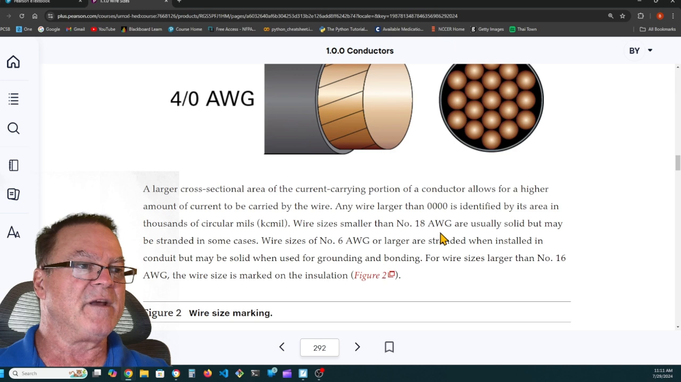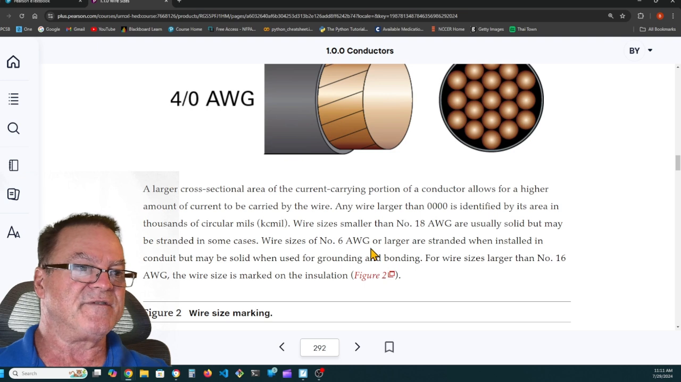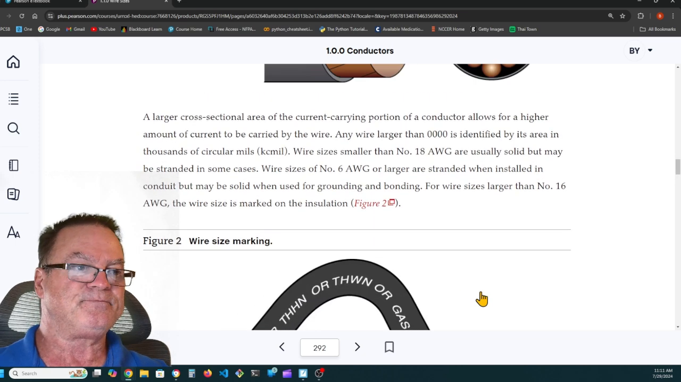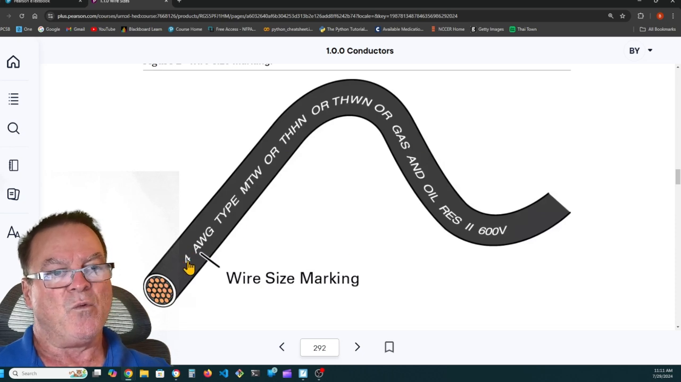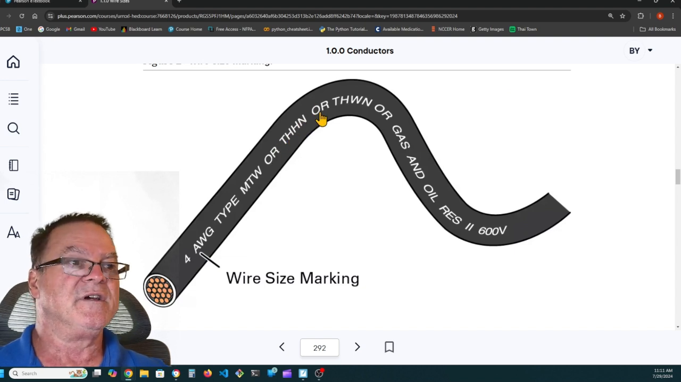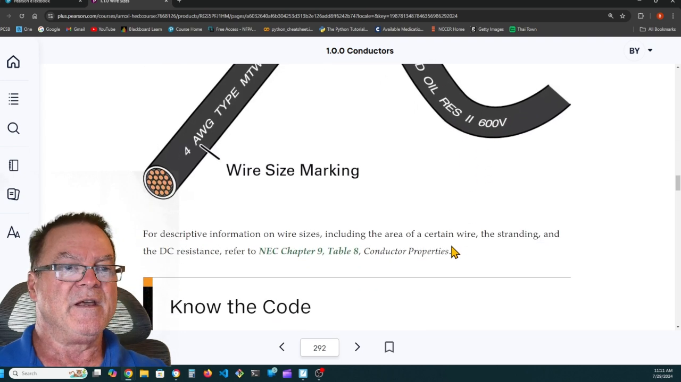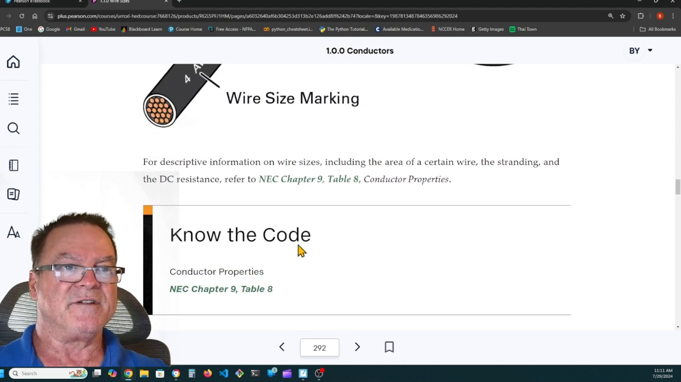Wire sizes smaller than number 18 are usually solid, but may be stranded in some cases. Wire sizes of number 6 gauge or larger are stranded where installed in conduit, but may be solid when used for grounding and bonding. For wire sizes larger than number 16 gauge, the wire size is marked on the insulation. So you can see a wire, it'll tell you it's a 4 gauge type MTW or THHN. That's the type of insulation that the wire has, or THWN. It's good for 600 volts. They'll put all of that information on the jacket of the conductor.